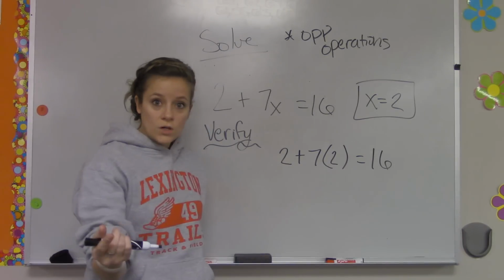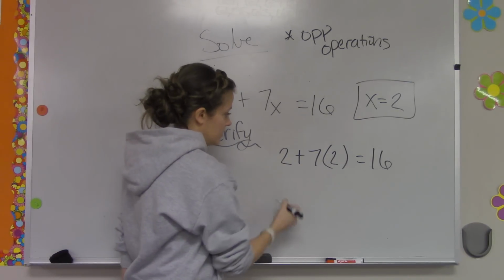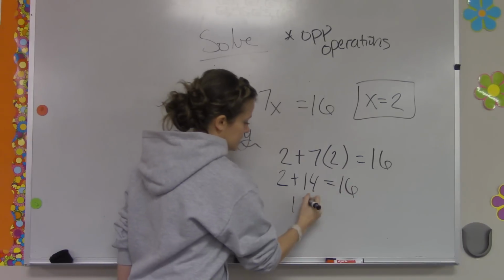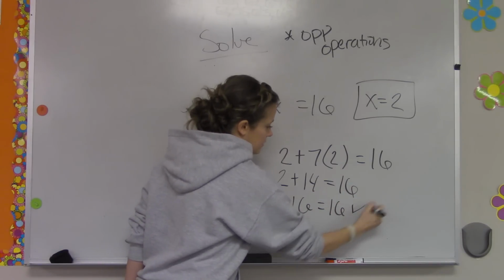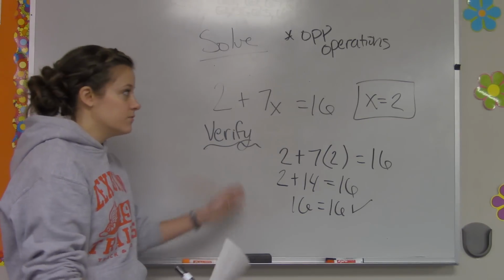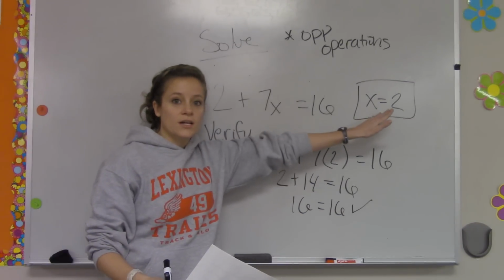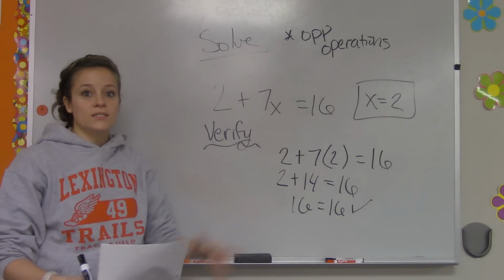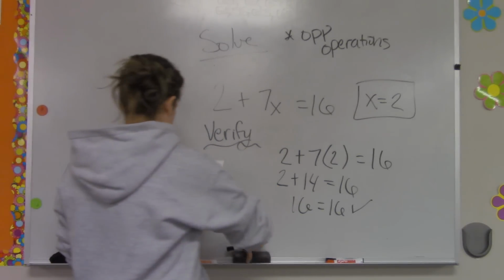Let's use order of operations. You multiply first, so you have 2 plus 14. 2 plus 14 equals 16. Yes, you got this right. So to verify, all you do is plug the number you got for your answer back into your original equation and make sure that the left side actually does equal the right side.